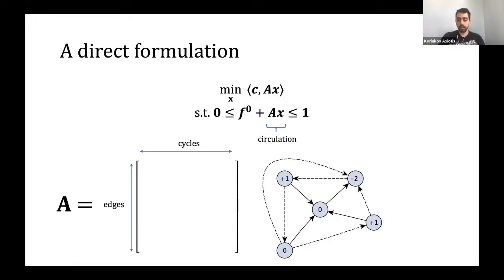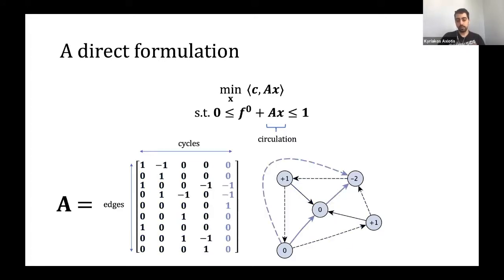So I will not go in depth on how we do this, but here is an example in which we pick various cycles of this graph. And if you look at it carefully, basically any circulation of the graph can be written as a linear combination of the columns of A.